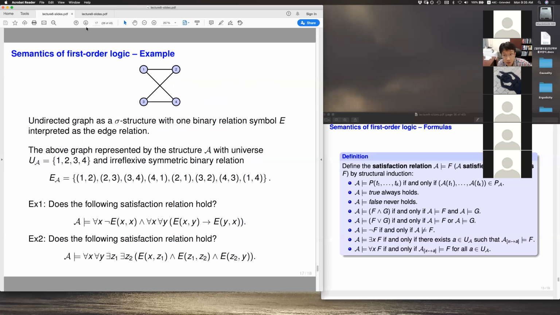So here's another exercise I want you to do. In this exercise, we are using a different signature and structure. Here, we only have our signature sigma, and we only have a binary relation E. So this is the predicate symbol.